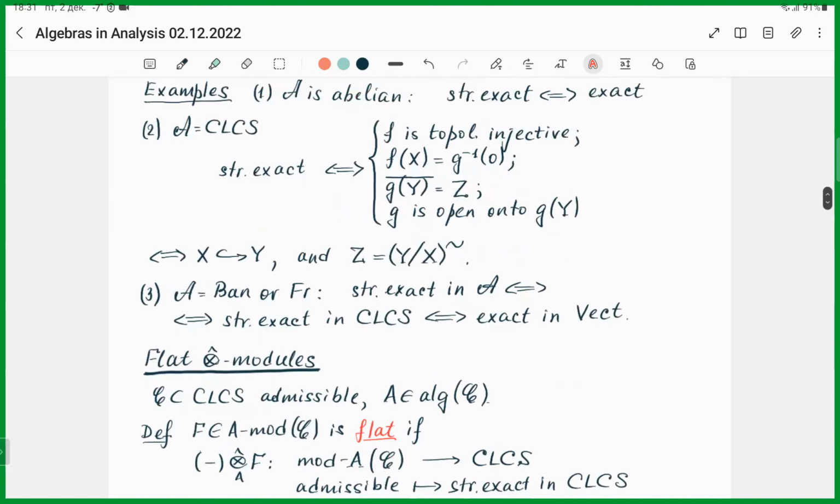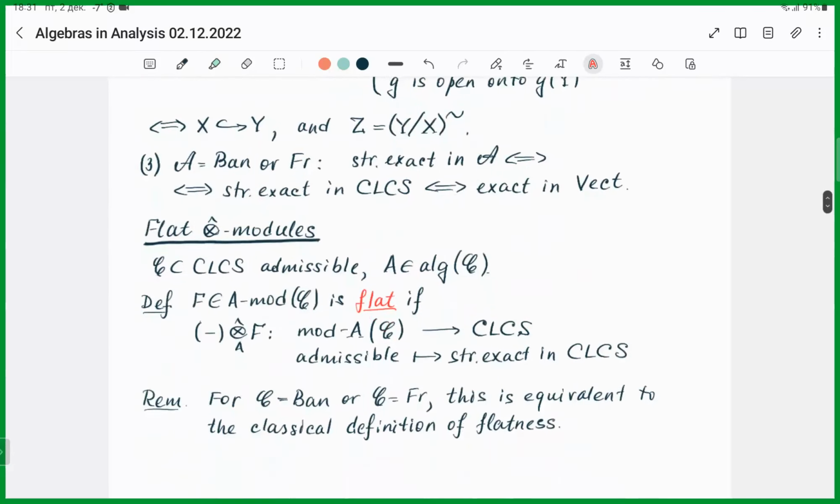We can now introduce flat topological modules. So suppose that C is an admissible subcategory in the category of complete locally convex spaces, and A is a topological algebra whose underlying topological vector space belongs to C. And suppose that F is a left topological A-module in the respective category, A-mod of C. And we say that F is flat if the projective tensor product functor by F, now considered as a functor to the category of complete locally convex spaces, takes admissible sequences of topological modules to strictly exact sequences of complete locally convex spaces.